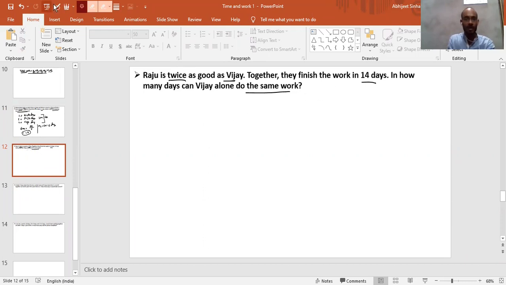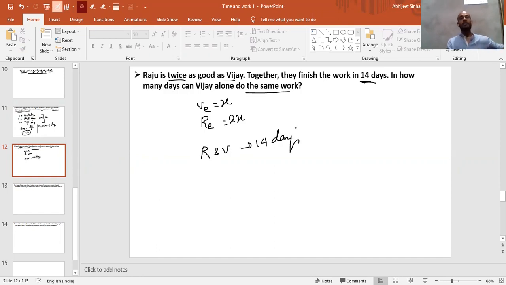In the meantime, I will write what is given. Together they finish the work in 14 days. The time together is given. If I assume the efficiency of Vijay is x, then the efficiency of Raju will become 2 times of x. They took 14 days when they finished the work, so R and V took 14 days. Guys, we know how to calculate the work.